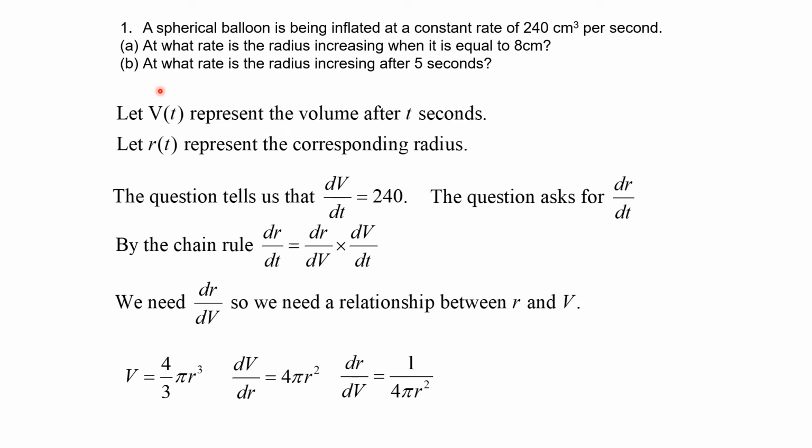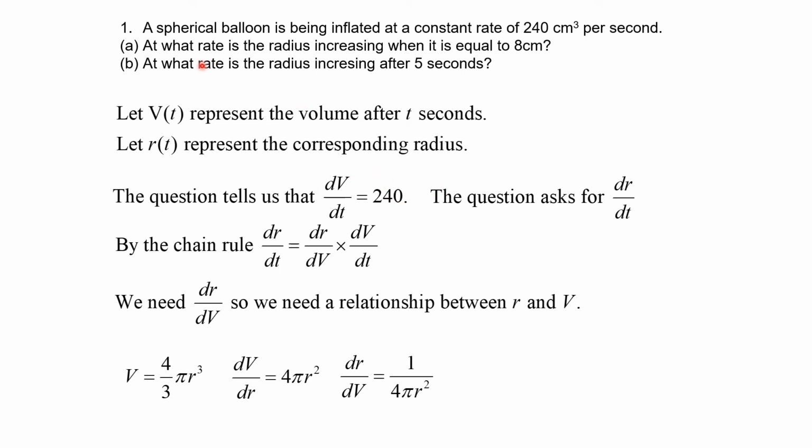And for part B, at what rate is the radius increasing after 5 seconds? So you're also required to find dr/dt when t is 5 seconds. So let's say we represent V(t) as the volume after t seconds, and r(t) represents the corresponding radius. The question tells you just now that dV/dt is 240.